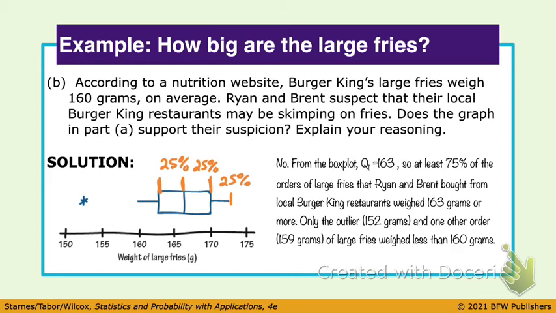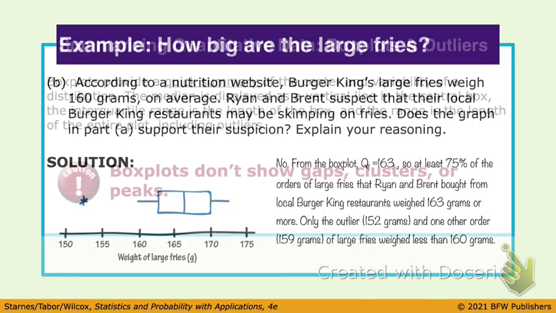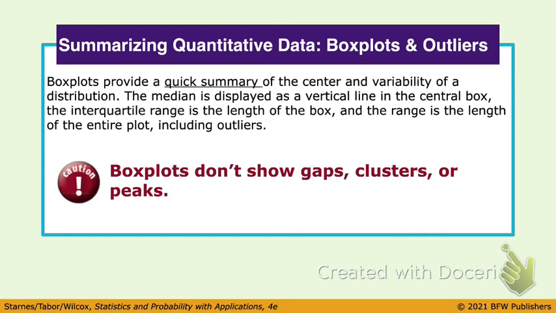All right. So we'll finish up here and we will go back to talking about and finalizing LeBron James and then comparing him to Michael Jordan here in just a second. So box plots provide a quick summary of the center and the variability of the distribution. The median is displayed as that vertical line in the center of the box. It shows the interquartile range. That's the length of the box. The range is the maximum minus the minimum, so that's the whole plot, including the outliers.